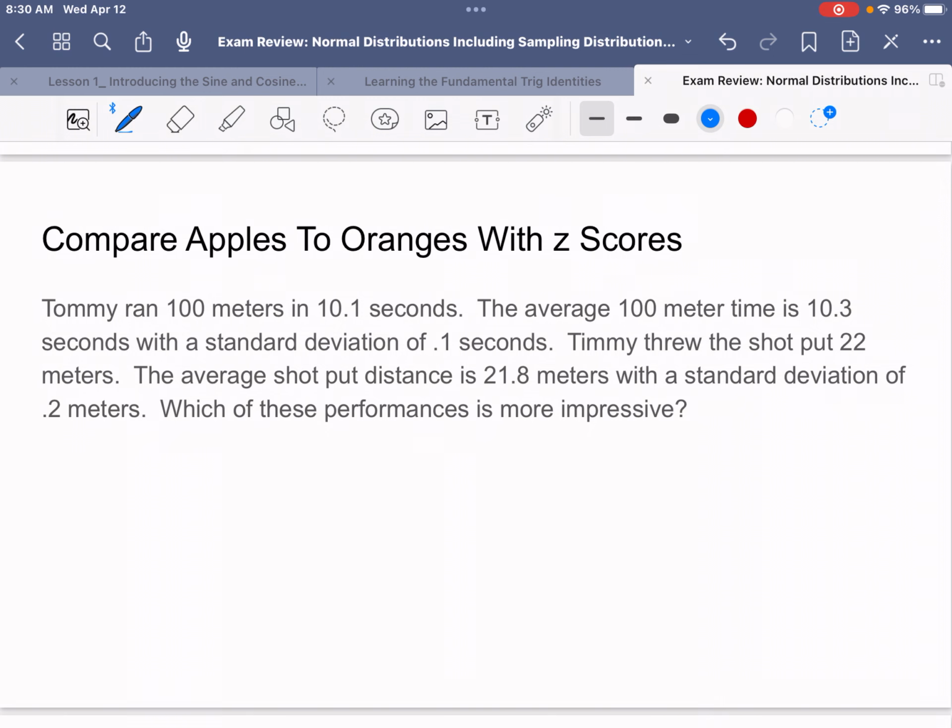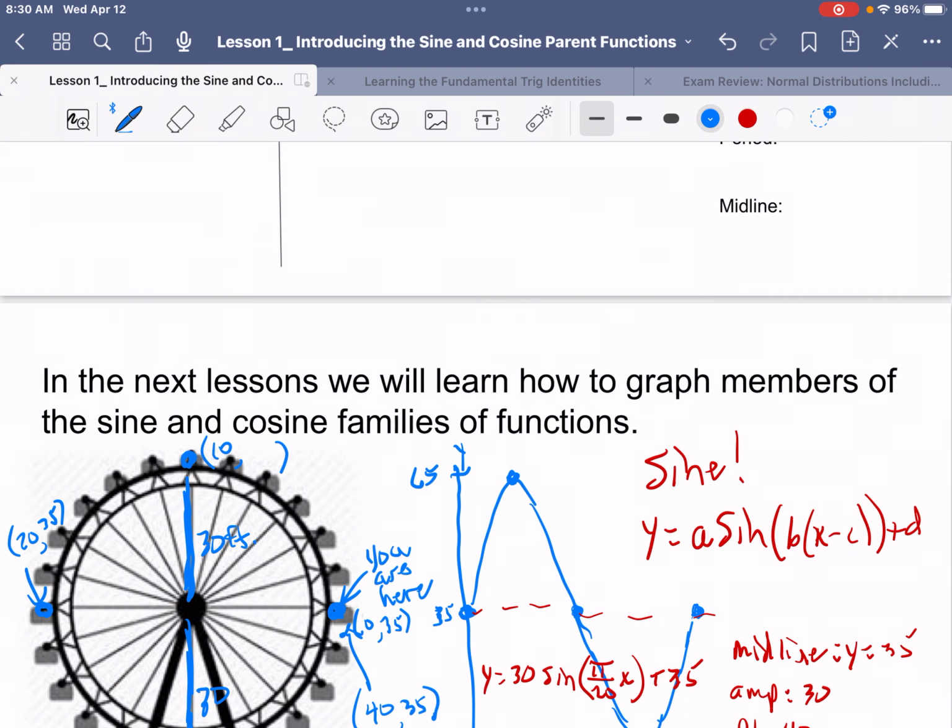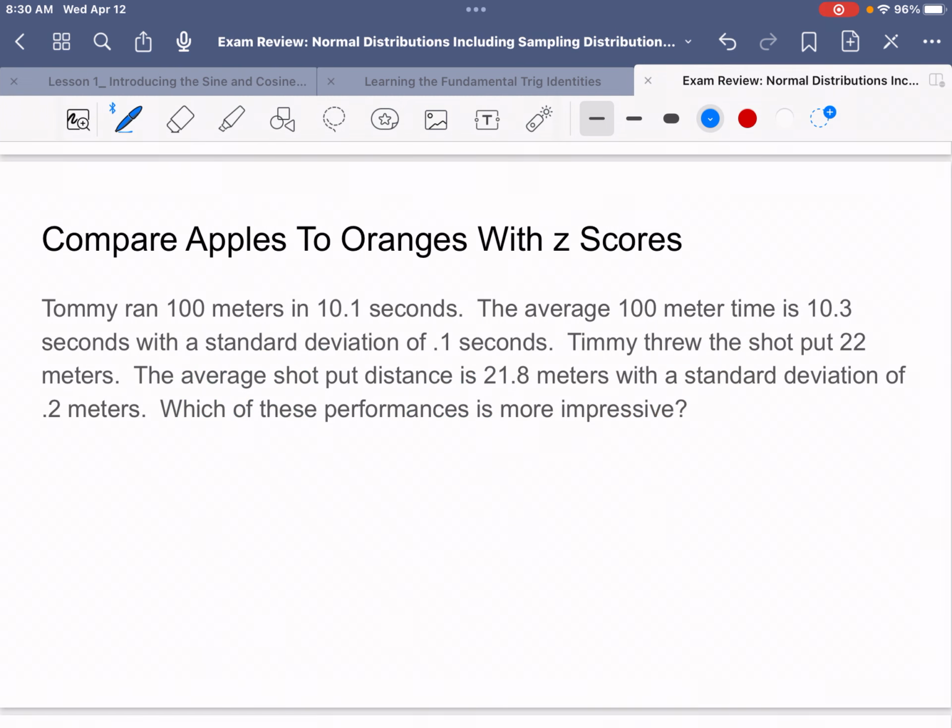Well, you see, it's not a good idea to compare seconds to meters. They're two totally different units. How are you going to compare somebody's running performance with somebody else's throwing performance when the units are not even the same? Well, the answer to that question is we can convert seconds and meters to a common unit called standard deviations or z-scores. So let's talk about Tommy.